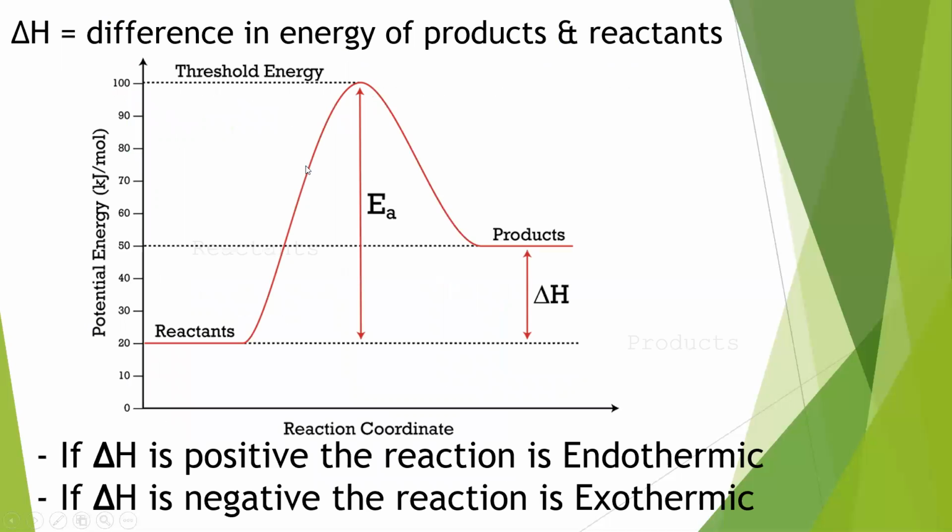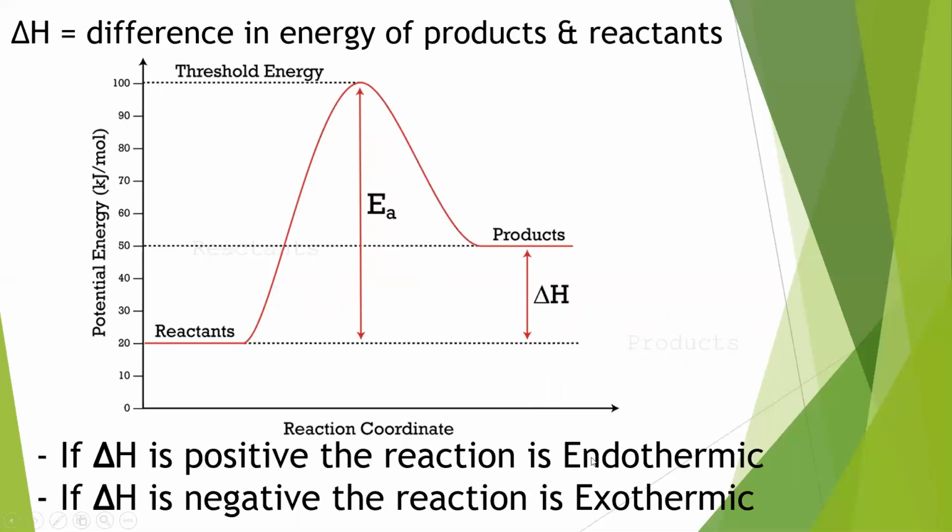So delta H is the difference in energy of products and reactants, that is, products minus reactants. We always do final minus initial. It's a delta H, so it's a change, and we always do final minus initial whenever we look at a change in something. And this delta H is the change in enthalpy between our products and our reactants. So we would have 50 for our products minus that 20 for our reactants. 50 minus 20 gives us a delta H of 30.